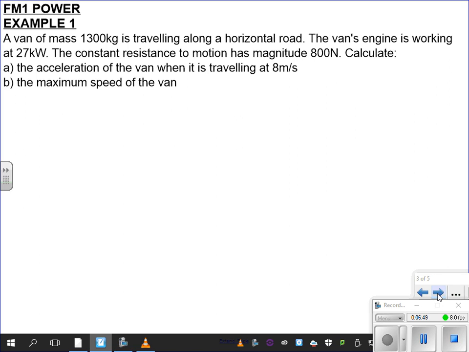So I've got a van. This one's quite straightforward, but it's a good one to kick off with. A van, 1,300 kilos, right? Should put a corresponding normal reaction there. I'm going to write NR because it's talking about constant resistance later, and I don't want to get confused. So the van's engine is working at 27 kilowatts.